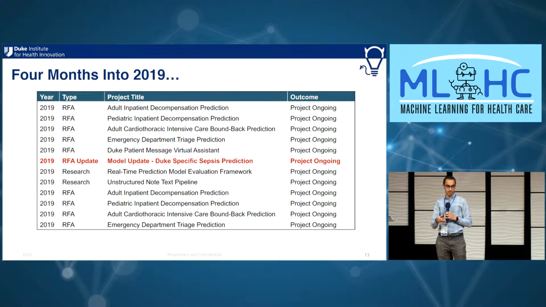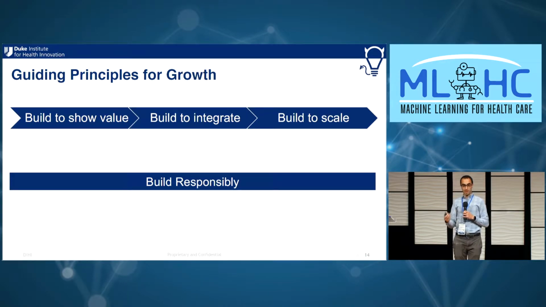And what I highlight here is we're doing our first model update. We've talked a lot about the sepsis model that was developed, but now we're trying to optimize it for other care settings within our hospital. The way that we have grown, obviously, has not been by growing the team at scale. So there's been other types of principles that we've had to adopt as a team. One is build to show value, build to integrate, build to scale. And throughout this, we also try to build responsibly.